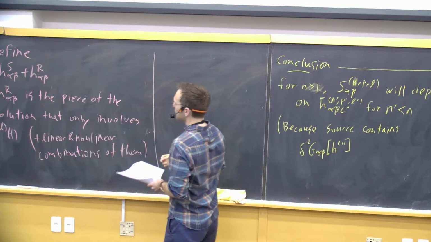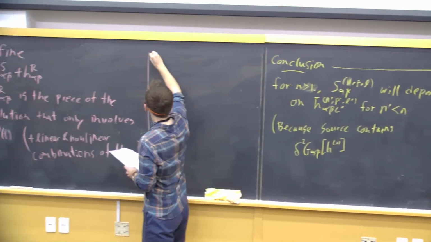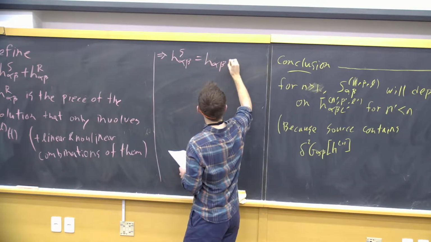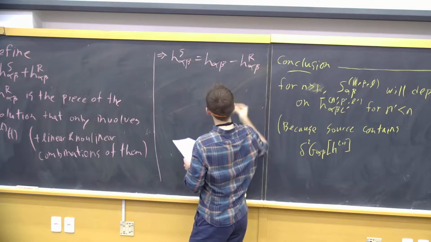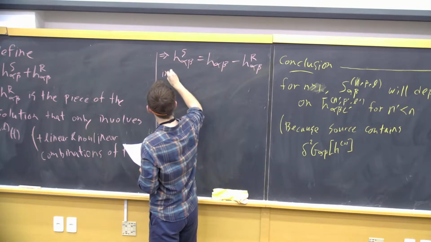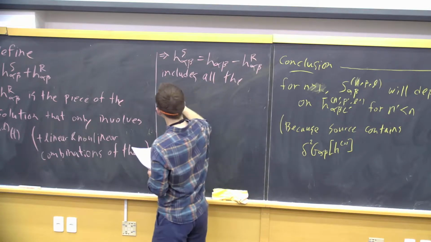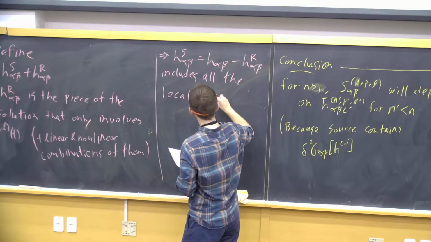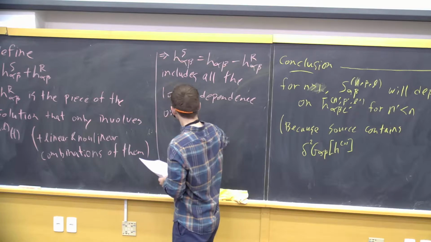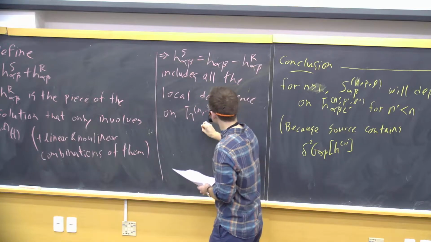So here I'm just defining HR, and then HS is everything else. So HS is H alpha beta minus HR alpha beta, and it includes all the local dependence on those modes over there, on H bar N minus L minus 1, L alpha beta L.